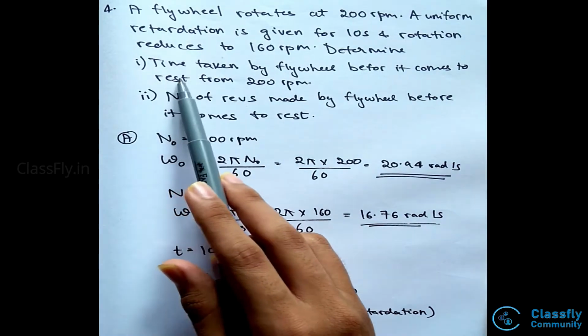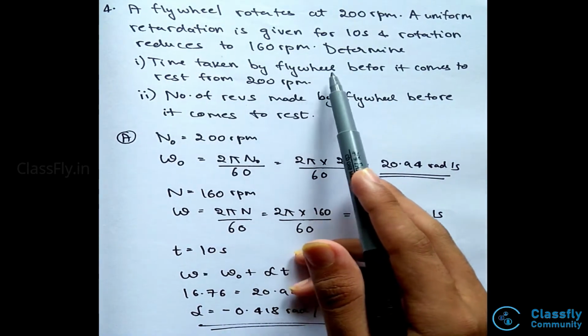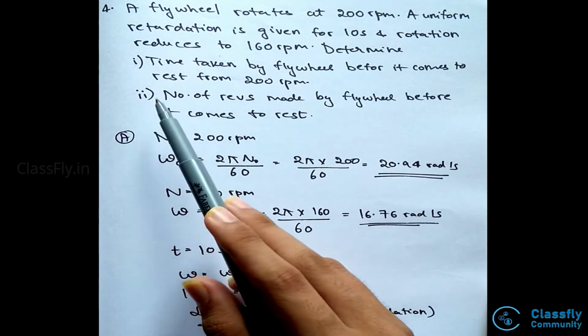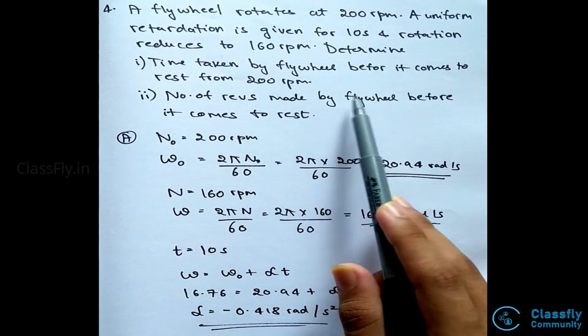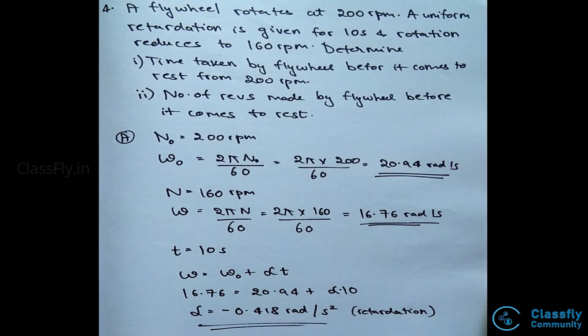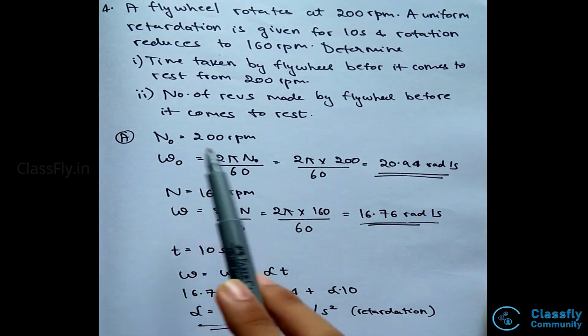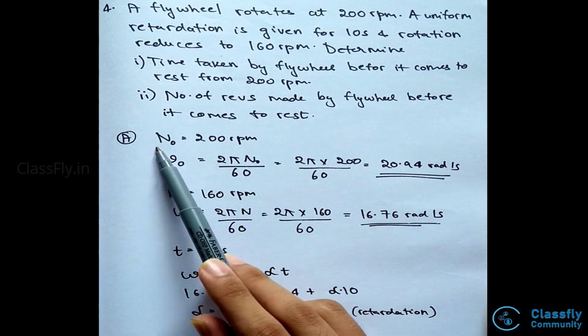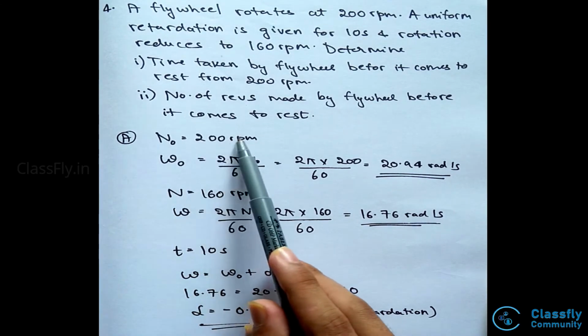Determine first the time taken by the flywheel before it comes to rest from the 200 rpm and next the number of revolutions made by the flywheel before it comes to rest. Now, they've given us that the flywheel will be initially at 200 rpm and hence n0 will be 200 rpm.